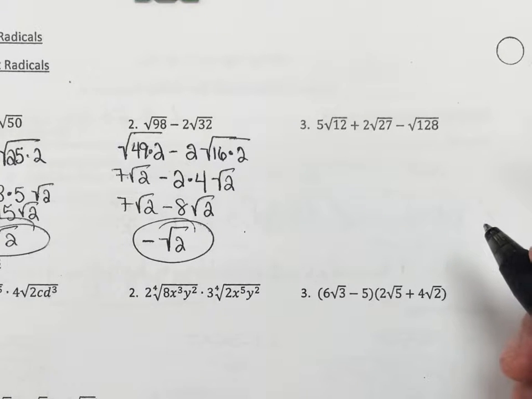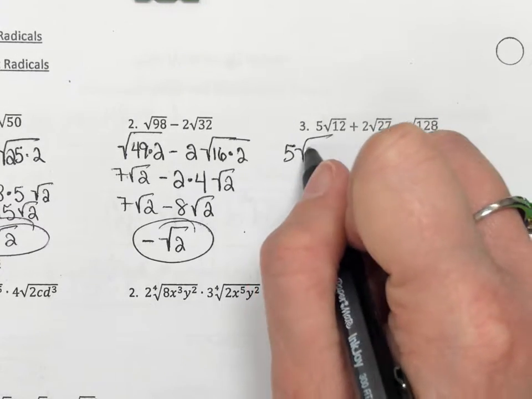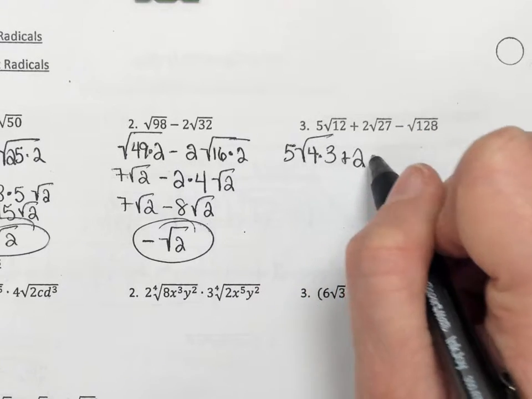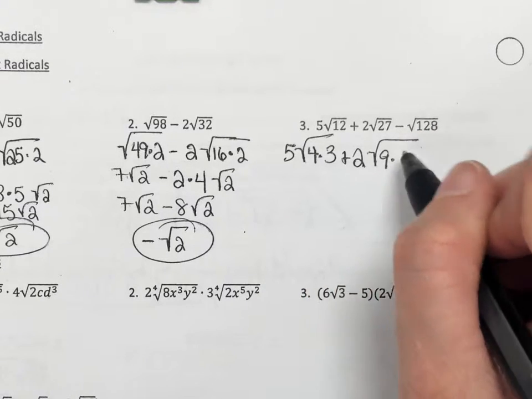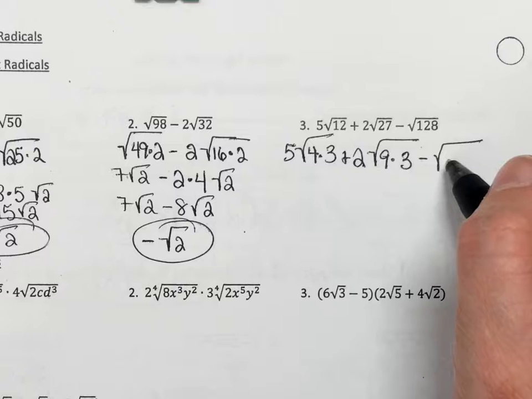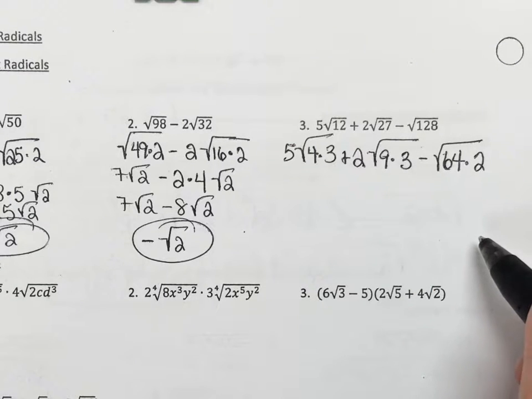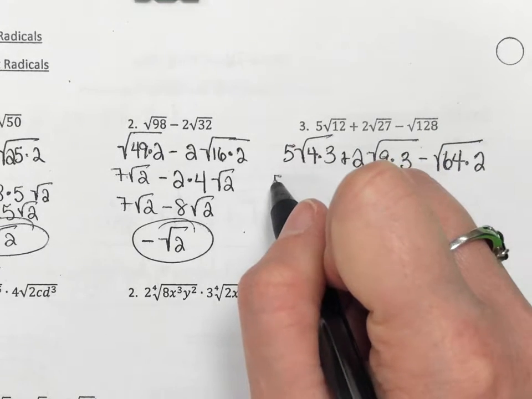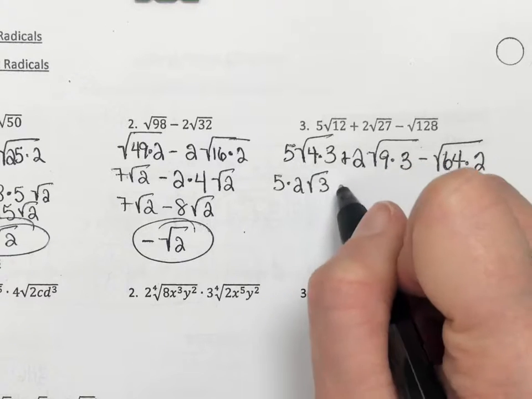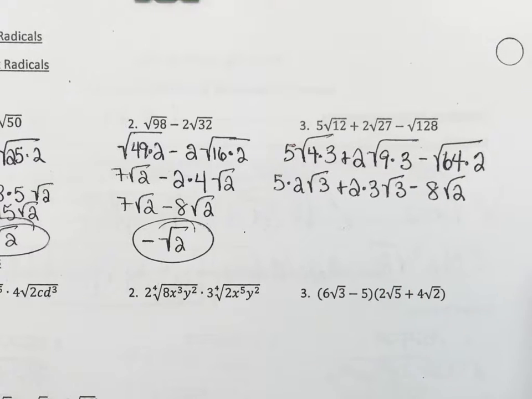All right, what do you notice? All of them. What goes into 12? 4 times 3. Bring down your plus 2. What goes into 27? 9 times 3. Very good. What goes into 128? How do you know what numbers to say? The perfect squares. 64 times 2. Perfect. Very good, Matthew. Oh, dang. They don't all have the same square roots. It's all right, though, right? Okay, so we have 5 times 2, square root of 3, plus 2 times 3, square root of 3, minus 8, square root of 2.